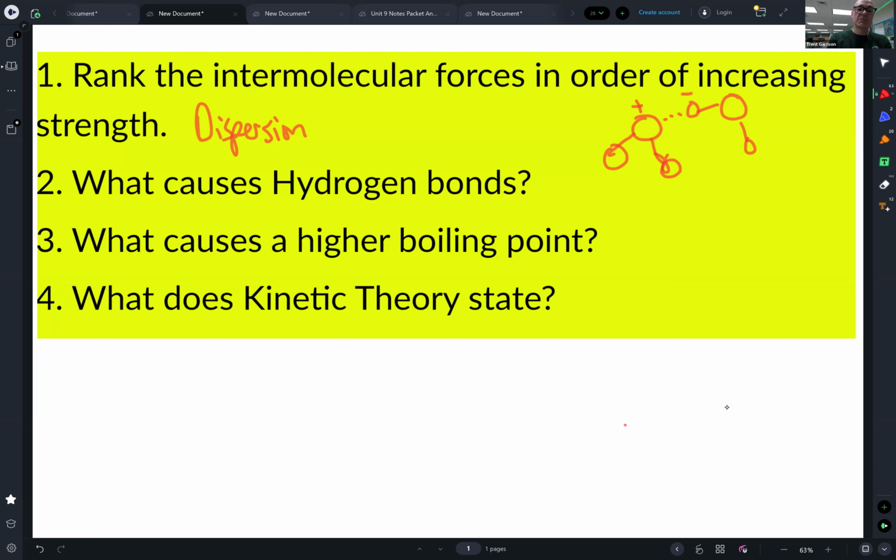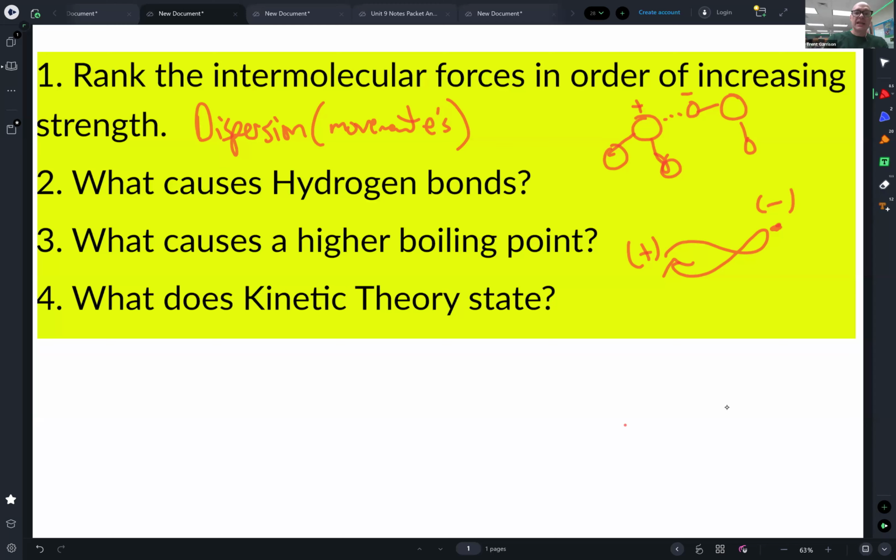Dispersion is just the movement of electrons. In other words, as they move from one side to the other, if you have the electron on one side, that means you have a negative charge. If you don't have it on that side, it will be the other side that has a positive charge. That creates a magnetic attraction for another molecule to come into it. So the first and the weakest is called dispersion. Every molecule has a dispersion force.